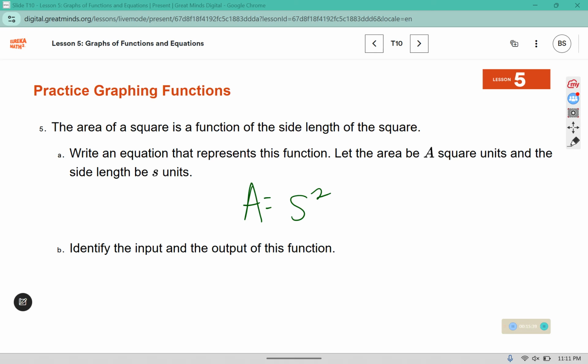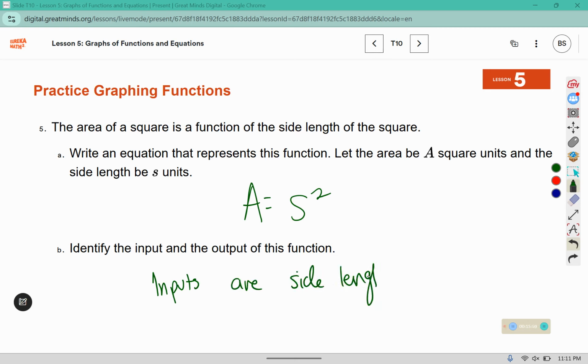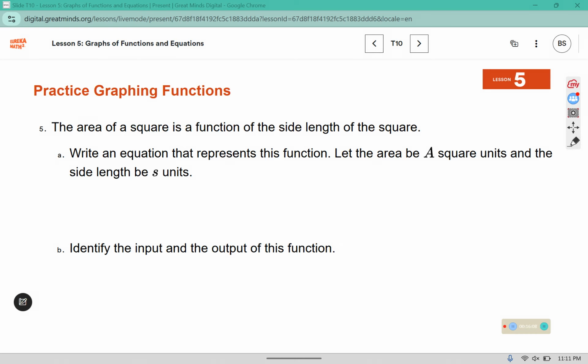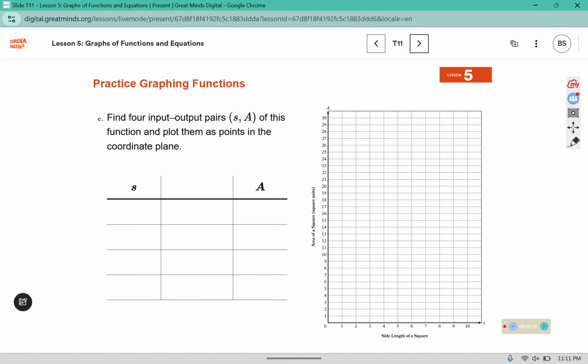Identify the inputs and outputs of this function. Inputs are the side lengths, and the output would be the areas. Find 4 input-output pairs of this function and plot them as points in the coordinate plane.